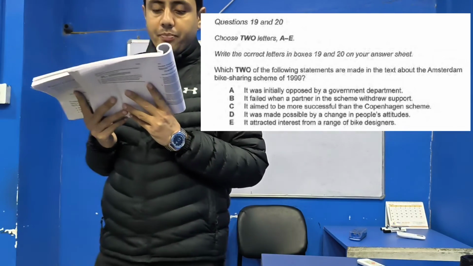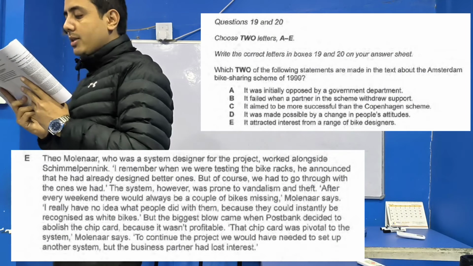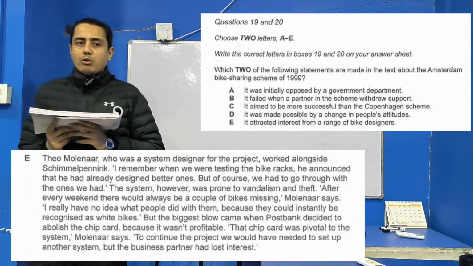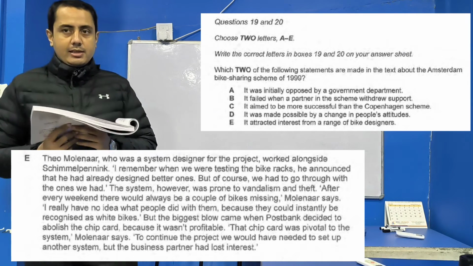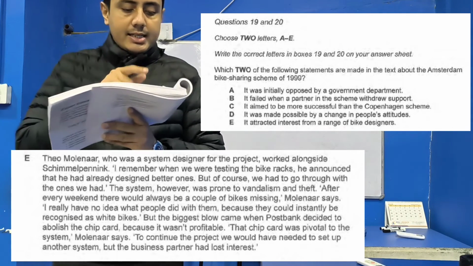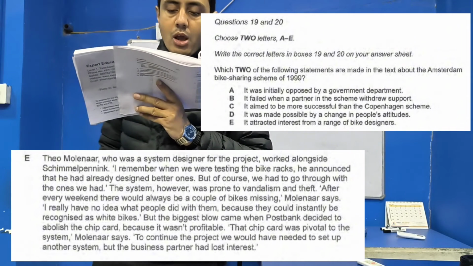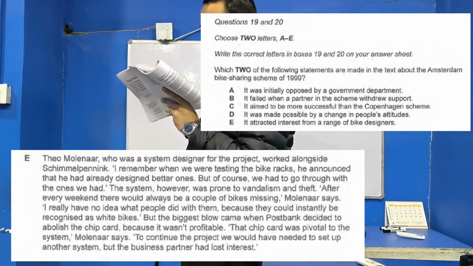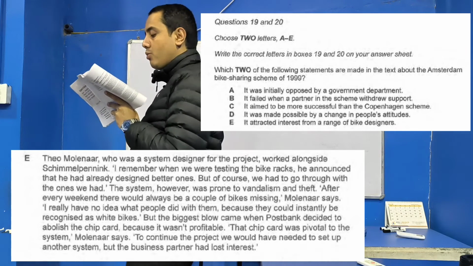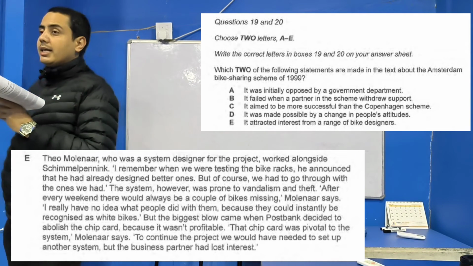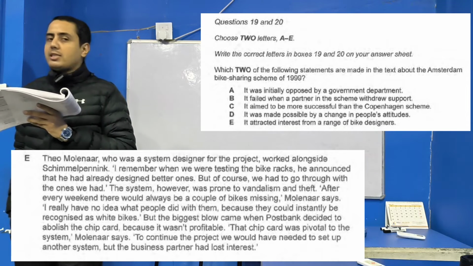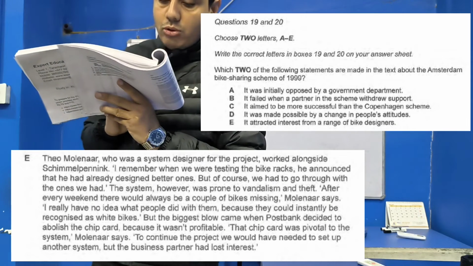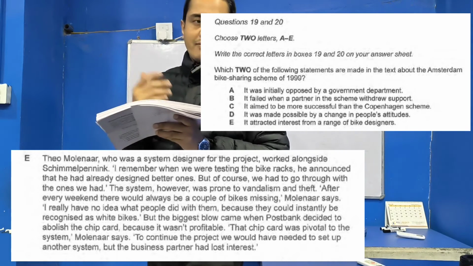Let's say in paragraph E, Theo Molina, who was a system designer. Now, how would the system work? How to hire a bicycle from that station? How to do this system? He designed this. Theo Molina worked alongside Skimmel Penick. I remember when we were testing the bike racks, he announced that he had already designed better ones. This is again designing bike racks, not designing bicycles, but how to keep the bicycles in the rack. But of course, we had to go through with the ones we had, so they just used whatever they had.